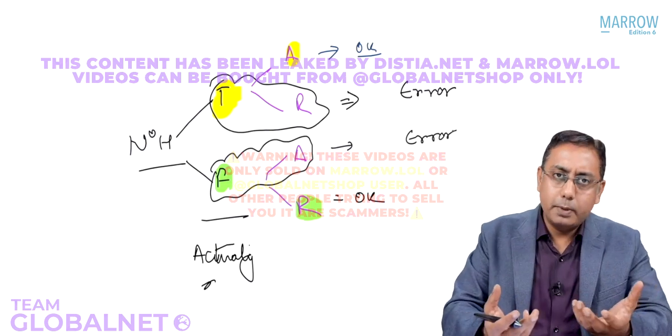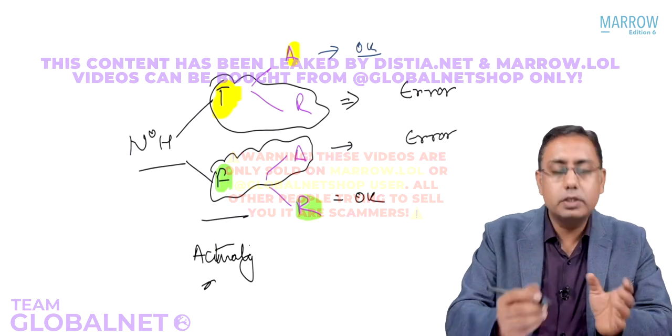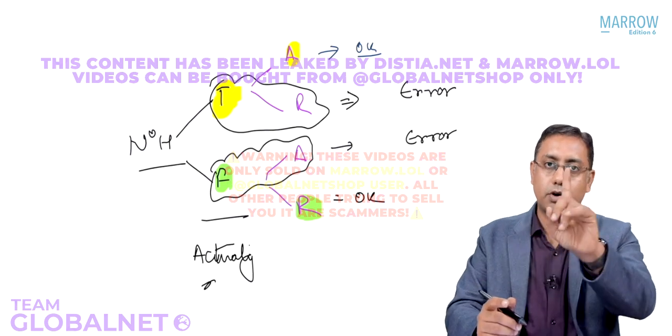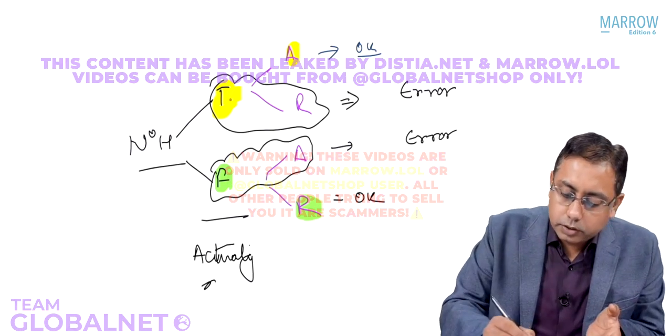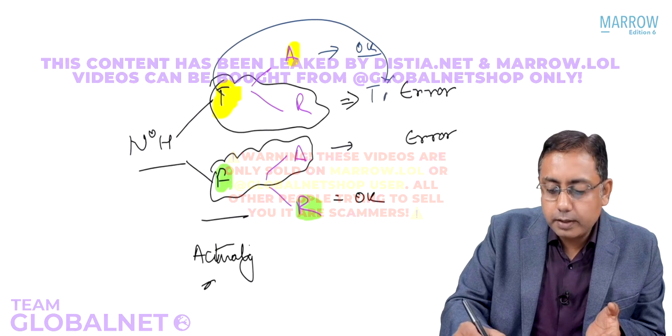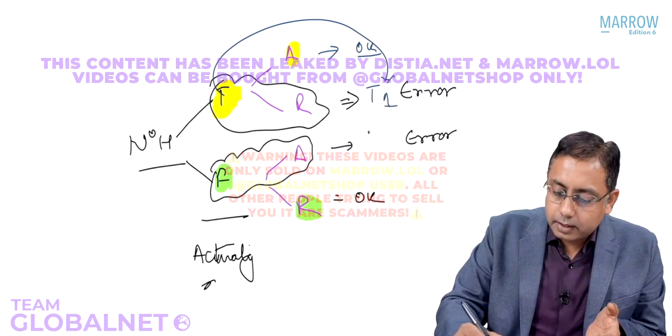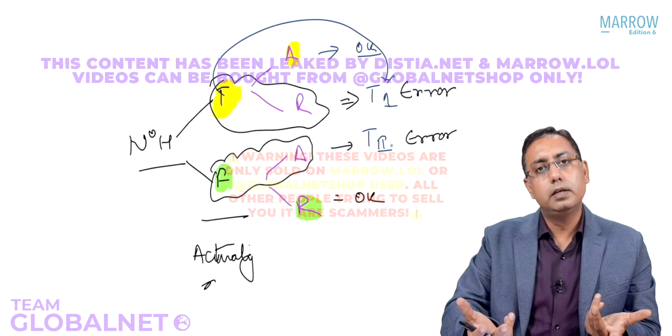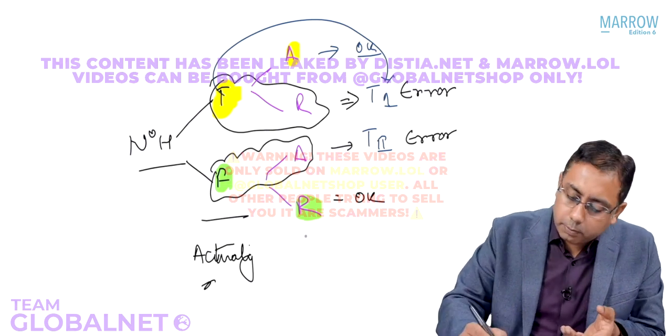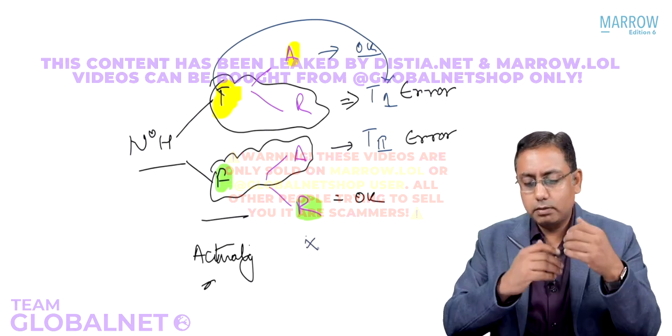So how have I remembered which one is which? Truth is always first. First is truth. God is one. That's how I remember. So truth is first. This is called type 1 error. False is second. It is called type 2 error. Simple answer.